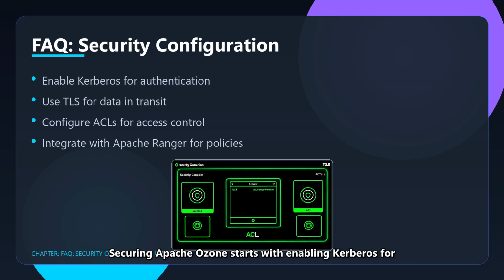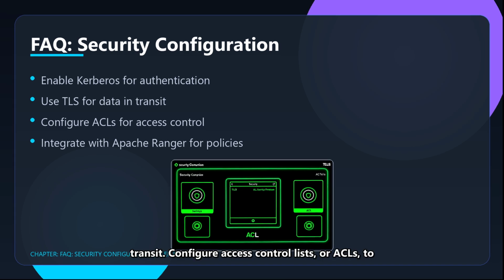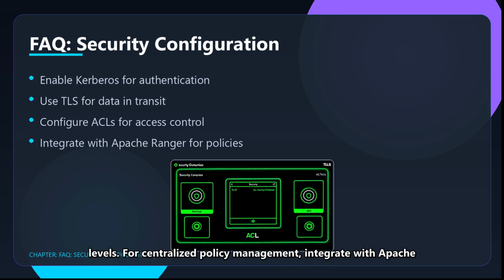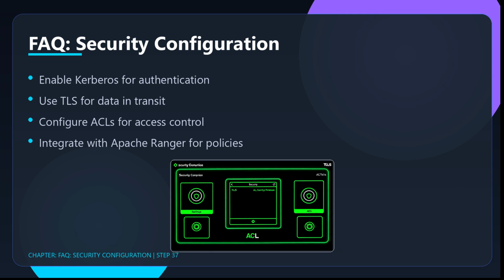Securing Apache Ozone starts with enabling Kerberos for strong authentication. Use TLS to encrypt data in transit. Configure access control lists, or ACLs, to manage permissions at the volume, bucket, and key levels. For centralized policy management, integrate with Apache Ranger. These steps ensure your data remains protected.